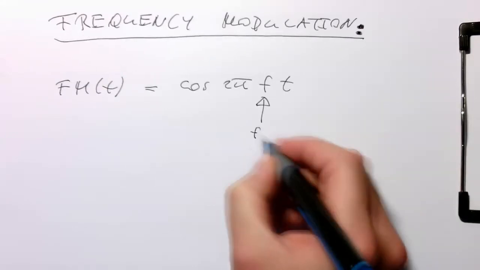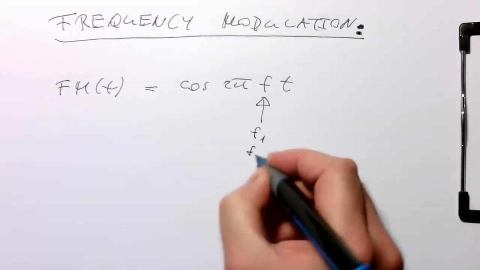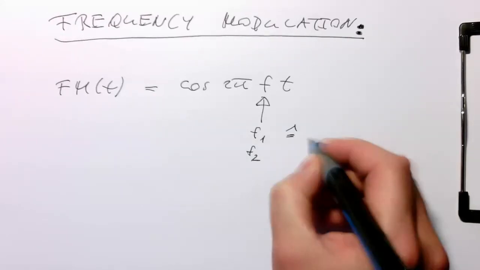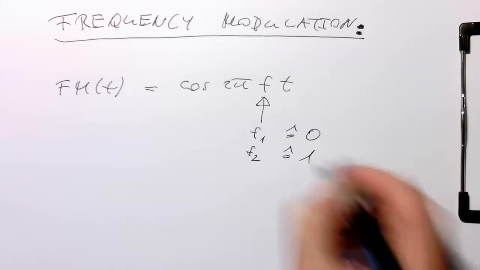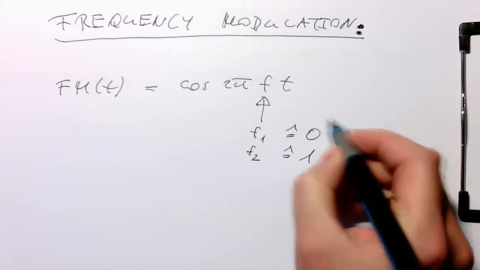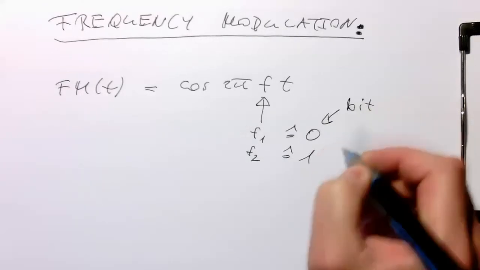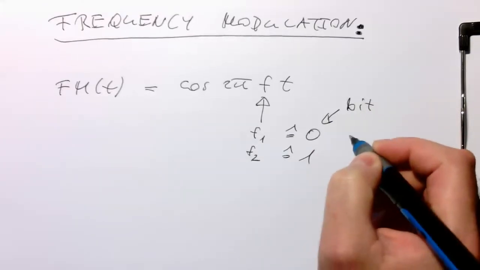Let's say this is f1 and f2, and the f1, for example, corresponds to bit number 0, and this corresponds to bit number 1. Just as an example, so that we have two frequencies.